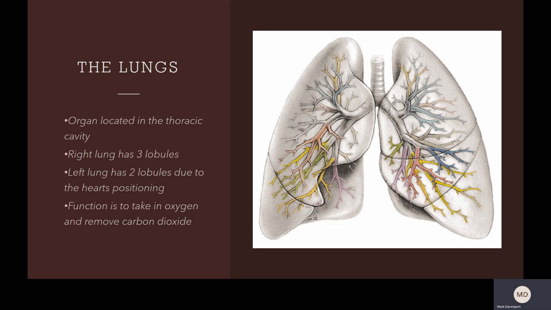So the lungs, first of all, let's have a look at them. They're the organ that is responsible for breathing. I'm sure you all know that. And they're located in the thoracic cavity. The right lung has 3 lobes and the left lung has 2 due to the heart's positioning. So as you can see from here, there's 1, 2, 3, and this is where the heart would sit, obviously on the left side. So it's flipped round, but that's where the heart would sit. The function is to take oxygen in and remove carbon dioxide, as we just mentioned. Spelt lungs right this time.